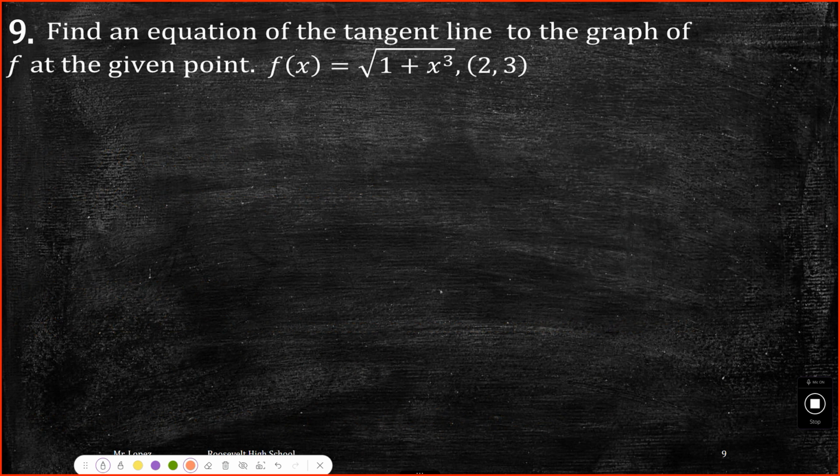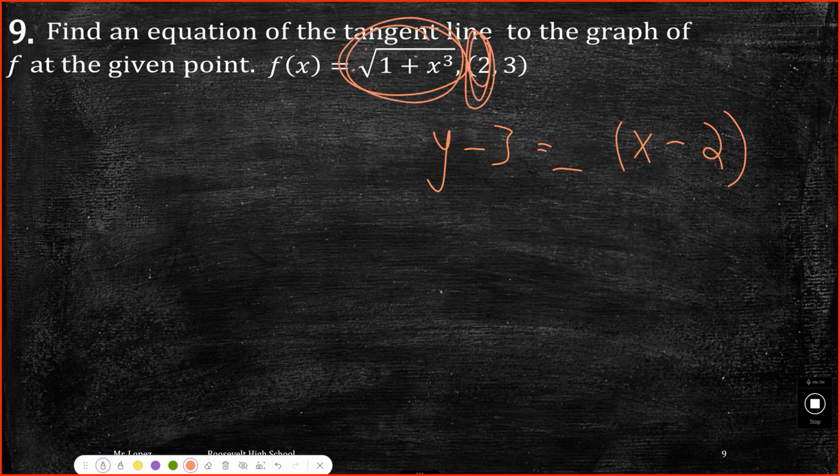You're going to have to go to the website and look at this and figure it out. Find an equation of the tangent line. You're going to write down your y minus y1 equals m times x minus x1. You take the derivative of this, evaluate it at 2, and then you find the equation. Yes. All right, that's it.